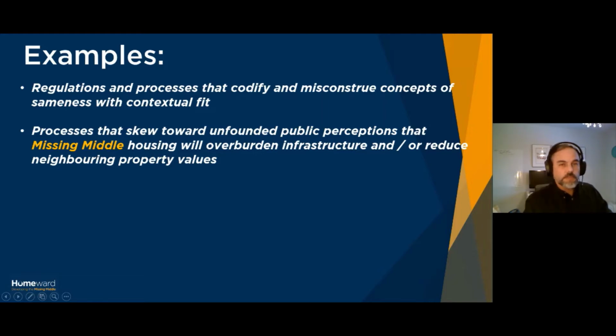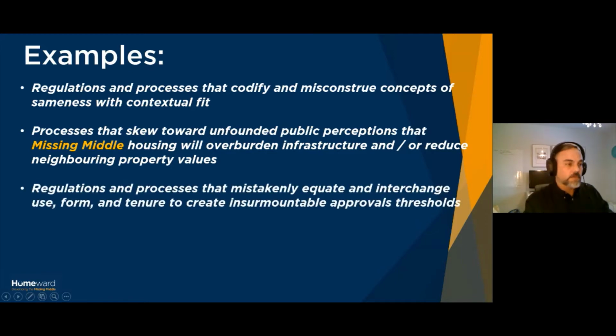And we need to really learn how to better have meaningful dialogue so that we understand the concerns of those citizens, but also how to push back appropriately to show, again, that many of those concerns that are brought up are actually unfounded. We also have regulations and processes that mistakenly equate and interchange use, form, and tenure, and that creates insurmountable approvals thresholds. So we need to make sure that our regulations, when we're talking about form, are clear about that, and when we're talking about use, are clear about that.